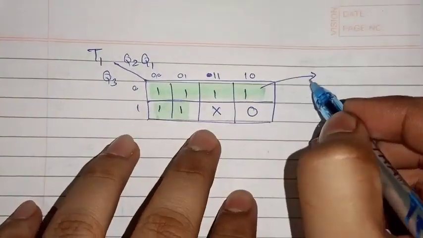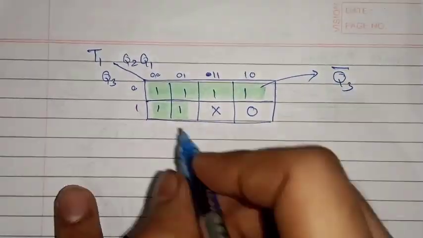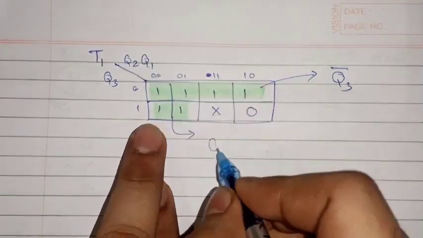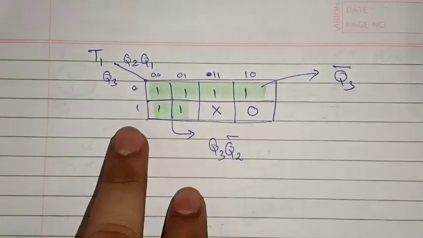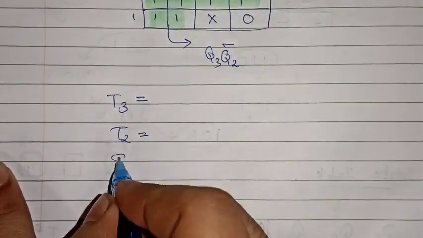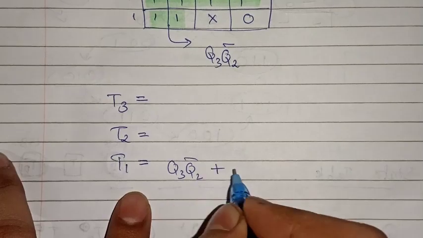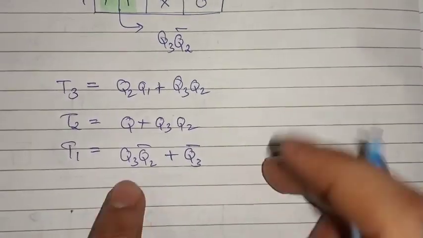So from the first pair we get our equation as Q3 bar, right? And from the second pair we get our equation as Q3 Q2 bar, right? So this is our equation. So our final equations for all the T flip-flops are T3, T2, T1. So T1 is Q3 Q2 bar plus Q3 bar. So these are our final expressions.